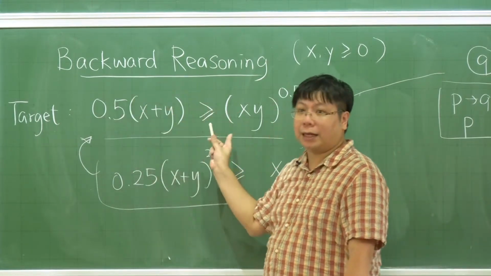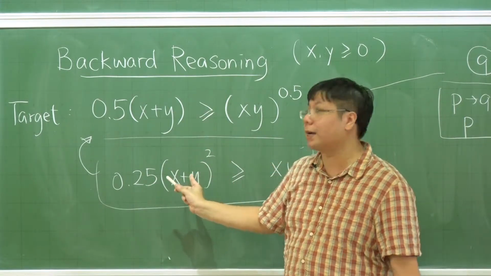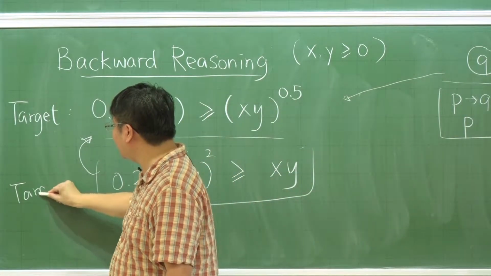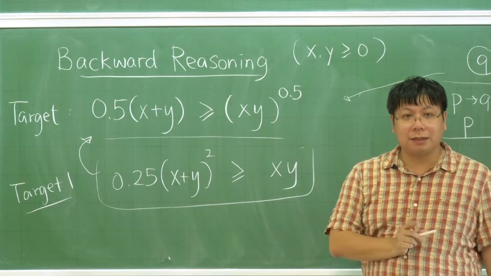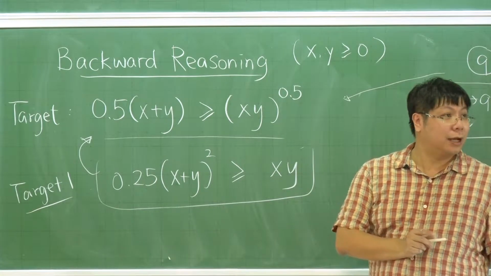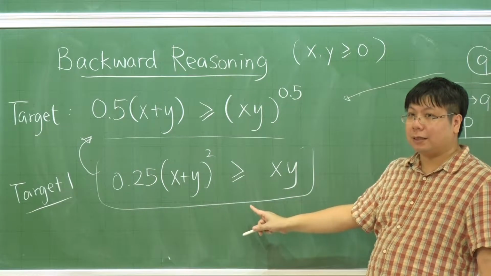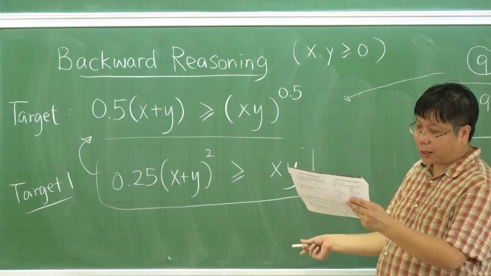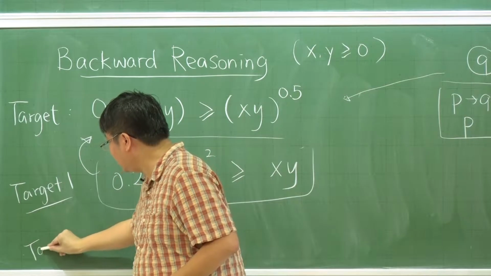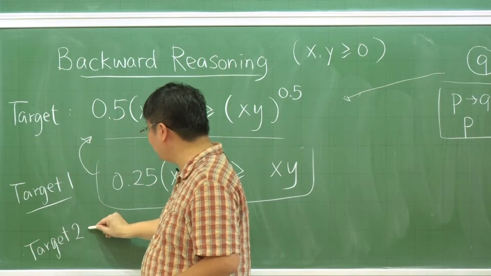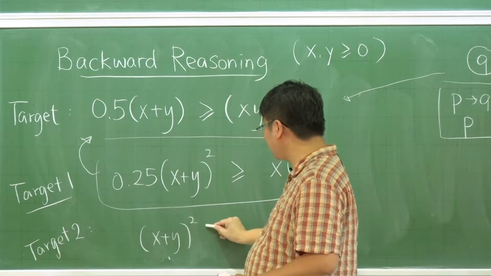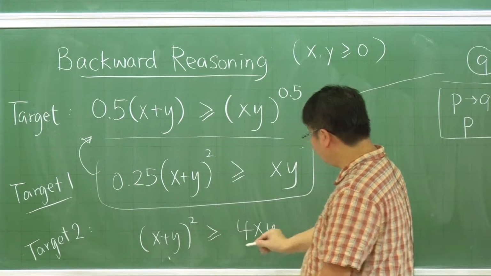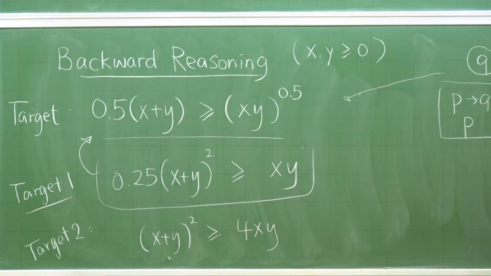Our point is to show the target is correct. So instead of showing this target, I shift my target a little bit. Let's call it target 1. If target 1 is shown, then I can show that the target is correct. And now I have a new target, and to show that this new target is correct, I have another target, target 2. This target 2 says (x plus y) squared is greater than or equal to 4xy.